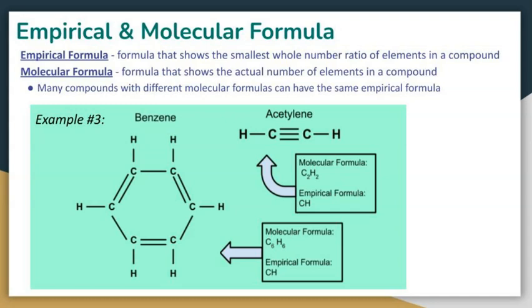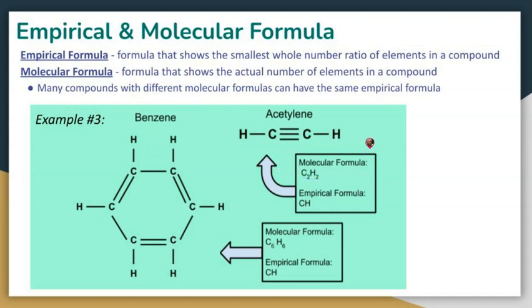The molecular formula, on the other hand, is the formula that shows the actual number of elements in a compound. And as I stated, for covalent molecules, we usually show the formula as the molecular formula because many covalent compounds, while they have the same empirical formula, can have very different molecular formulas, giving them very different properties. So for instance, this molecule right here is called benzene, and here is acetylene. And you can tell right away that these molecules look very different. Their structures are very different. They do have different molecular formulas.